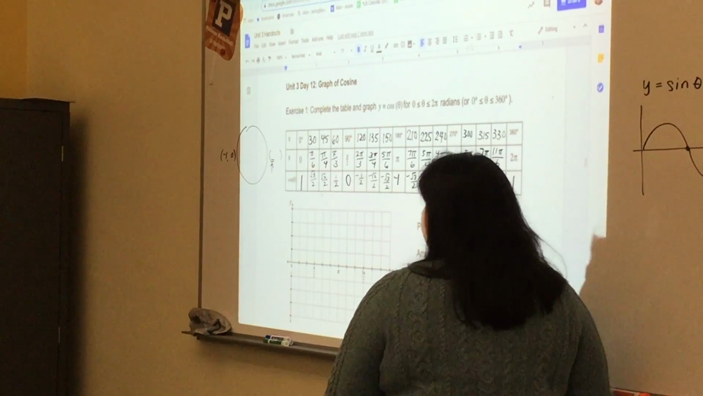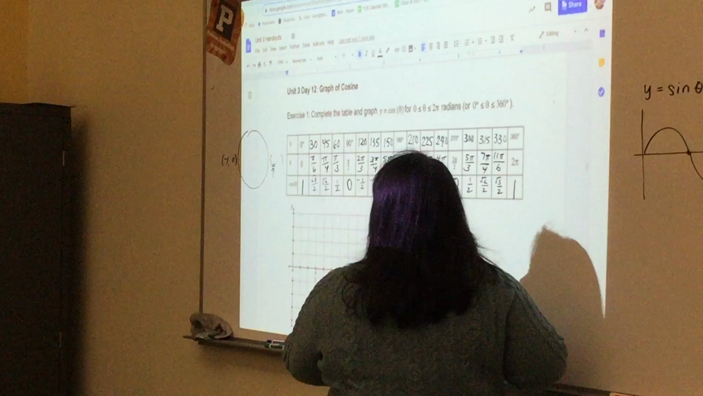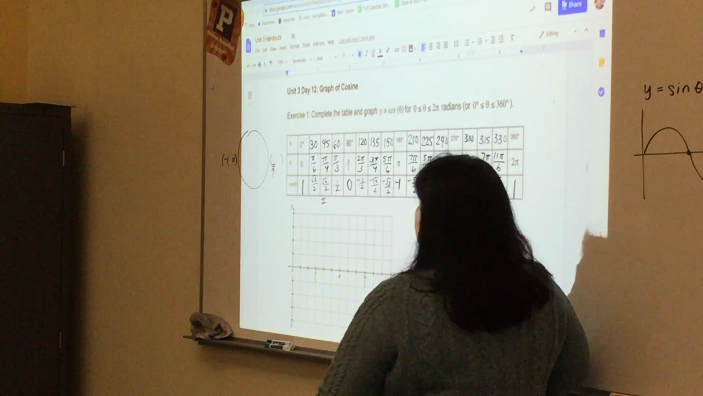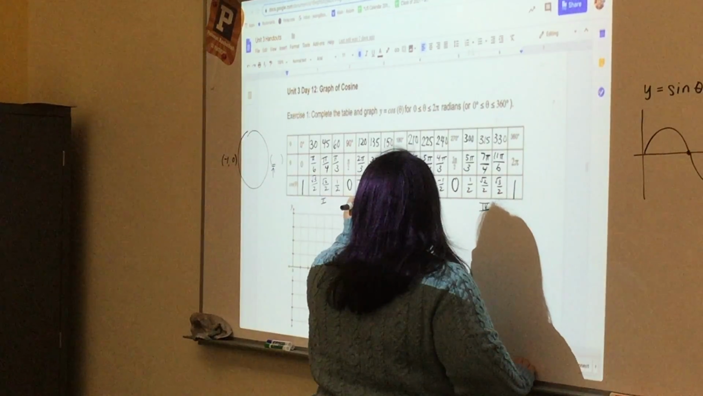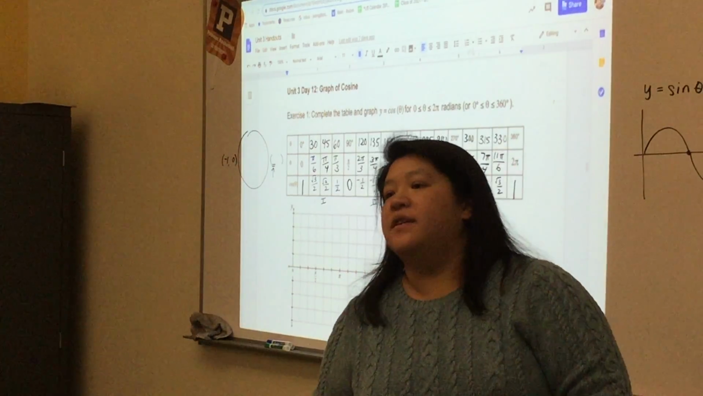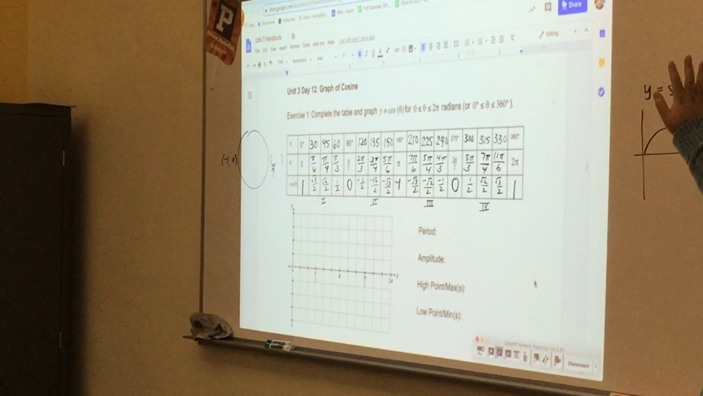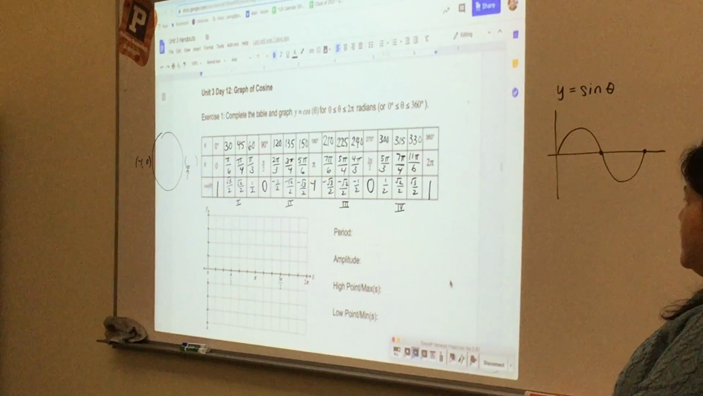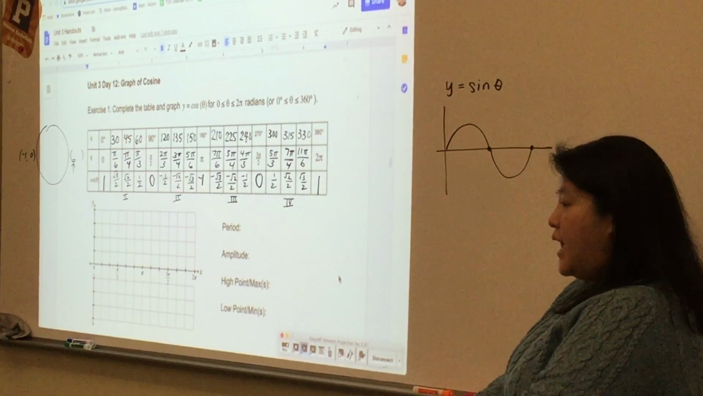Remember, cosine is positive in the A and then the C quadrant, which is 1 and 4. So cosine is negative in the other two. So your signs, as in your positive and negative, should match up. Remember ASTC, quadrant 1 positive, negative, negative, back to positive. Okay, so we're filling in all of the cosine values, the x coordinates.